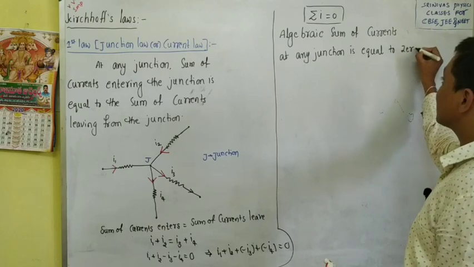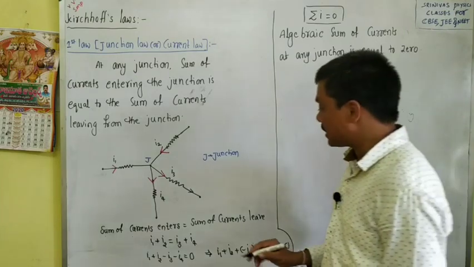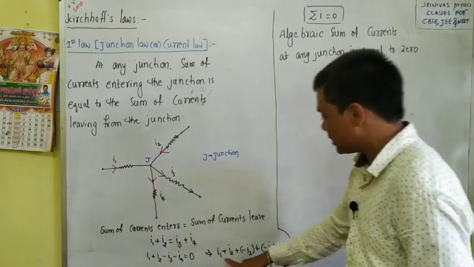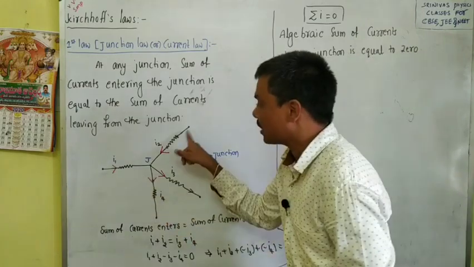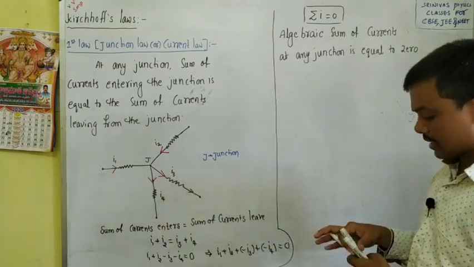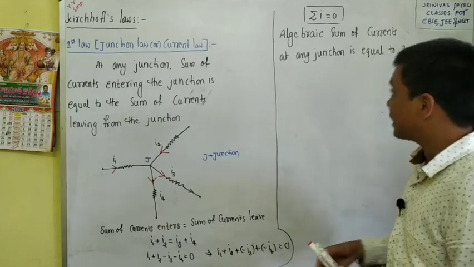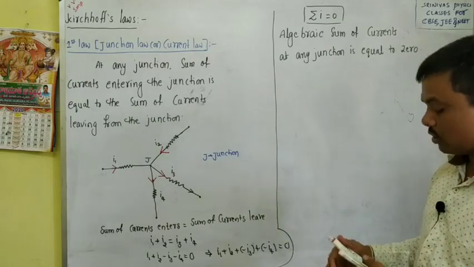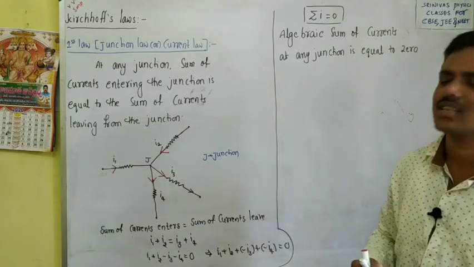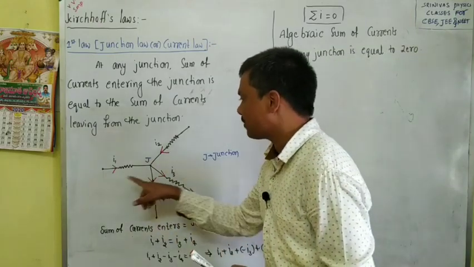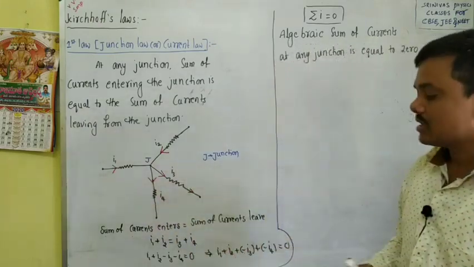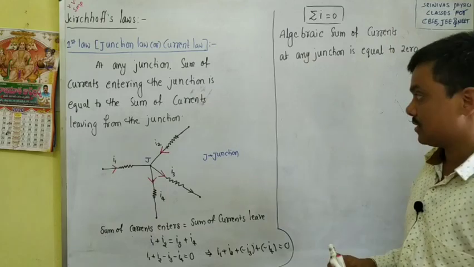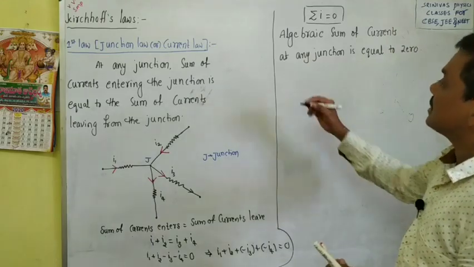But when you write the sum, the entering currents, here I1 and I2, we take as positive, and the leaving currents we take as negative. That we have to note. This is about the first law. It was very simple: the sum of currents entering the junction is equal to the sum of currents leaving the junction. Now let us see the second law.